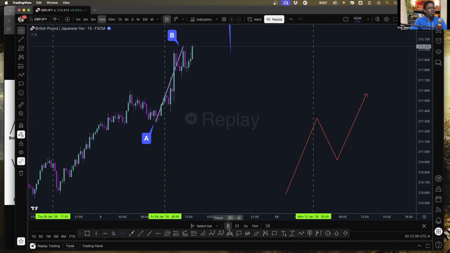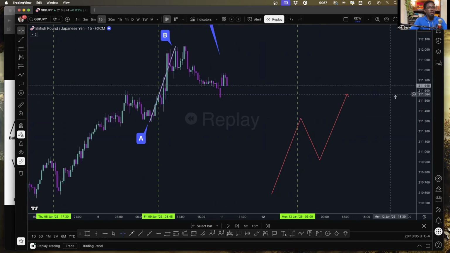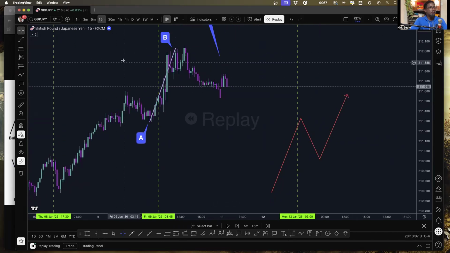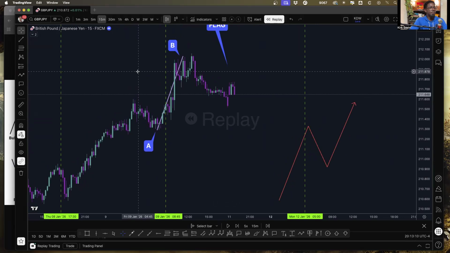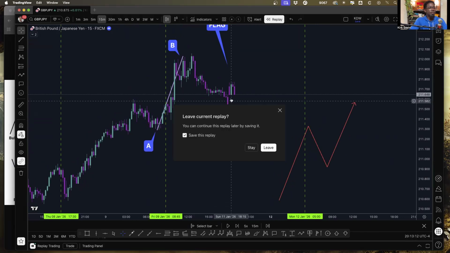So we're going to be watching price to see if we get those. Remember, B to C is a downtrend, so we're looking for those lower lows and those lower highs. All right. Let's see. All right, let me back up a bit. Let me back up.